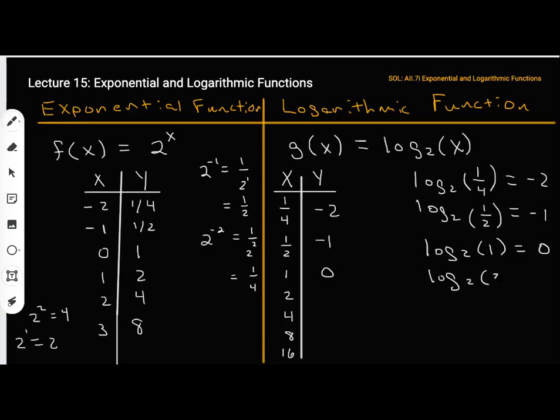Log base 2 of 2, that's going to be 1, right? So see how I'm going in order now? Log base 2 of 4. That's going to give us 2 because you need to square 2 to get to 4. And then log base 2 of 8. That's going to be 3. That's my exponent, basically. And then log base 2 of 16 is going to be 4.